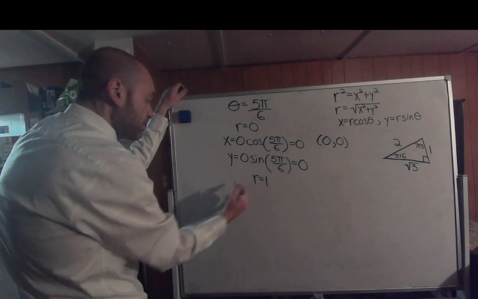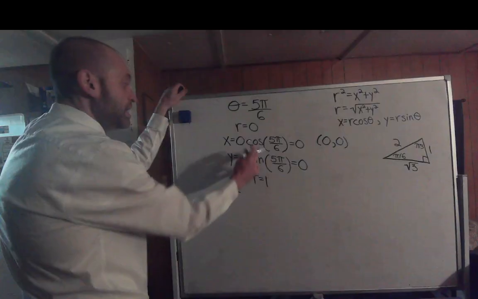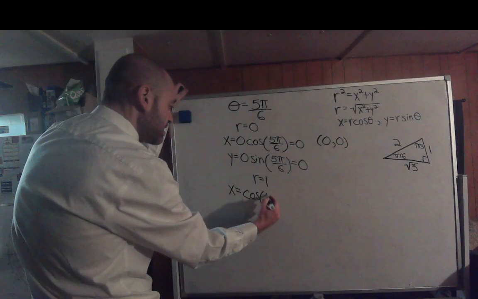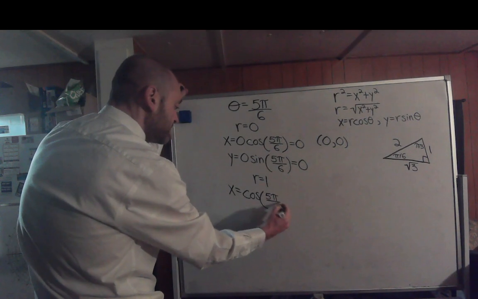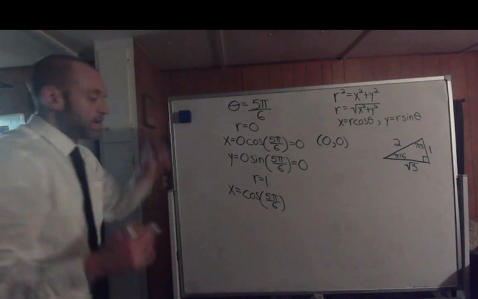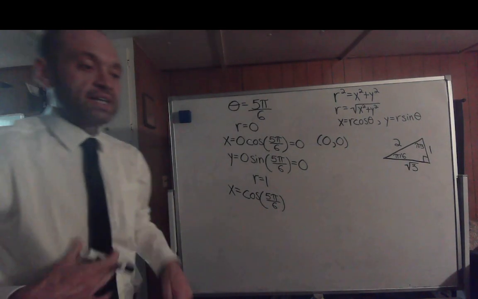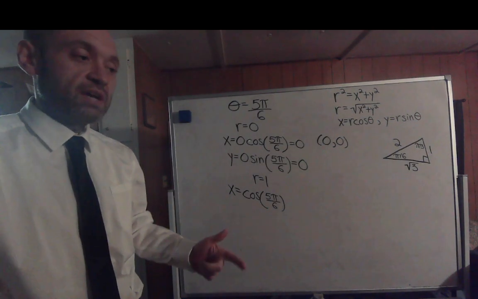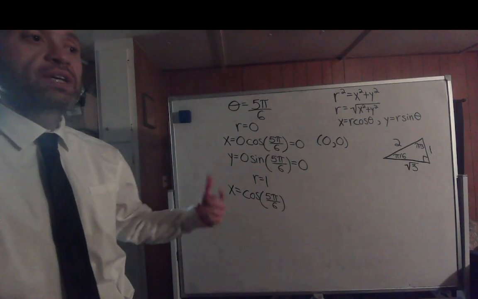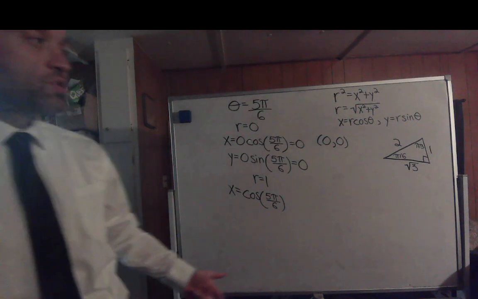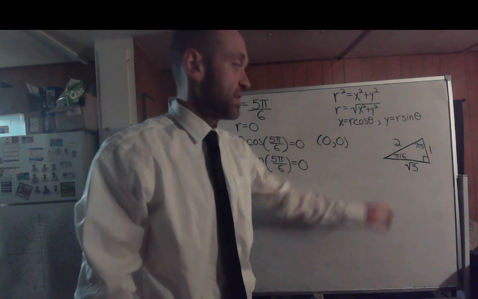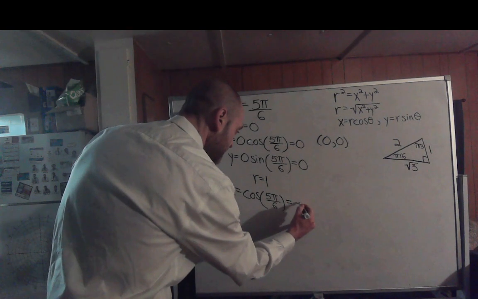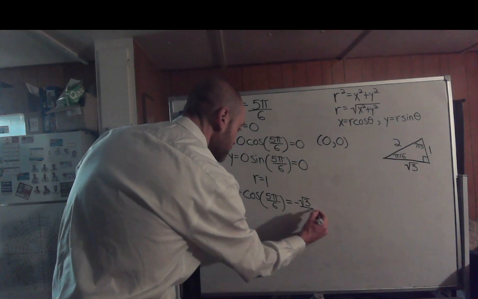So if we take r equals 1, x would equal 1 times the cosine of 5 pi over 6. So the cosine of 5 pi over 6, well, 5 pi over 6 lies in the second quadrant, which means the cosine is negative. So this will be the same thing as a pi over 6 angle, only in the second quadrant. So what is the cosine of pi over 6? That's square root of 3 over 2. If you negate that, you would end up getting negative square root of 3 over 2.